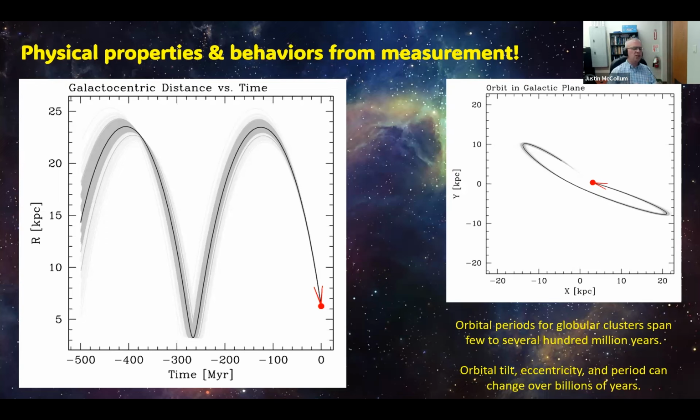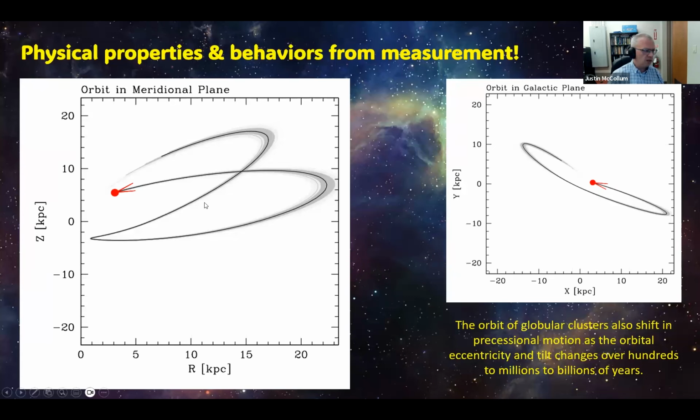So the orbits of these globular clusters are much like the orbits of non-periodic comets. They will change in terms of the shape of the orbit, the tilt of the orbit with respect to the Milky Way, and how much time it takes for them to complete one circle around the center of the Milky Way.